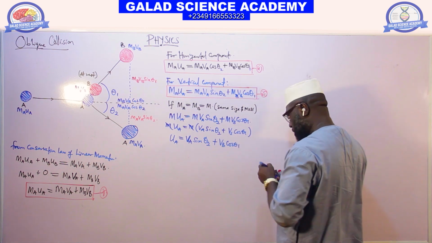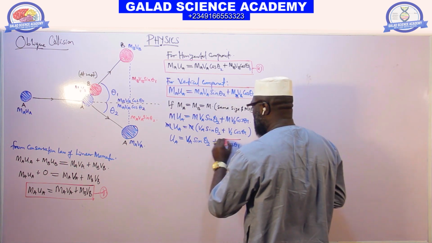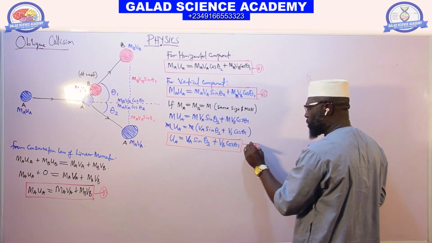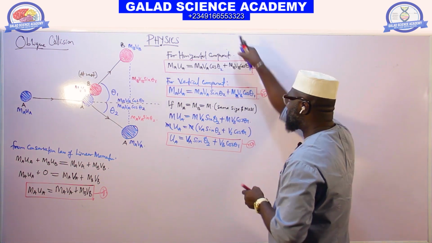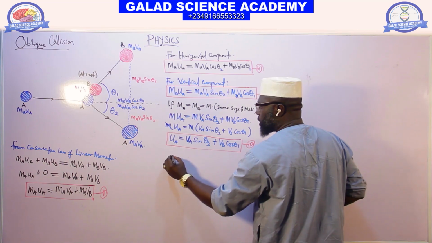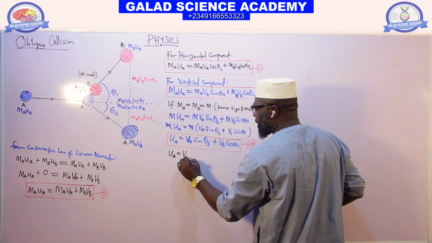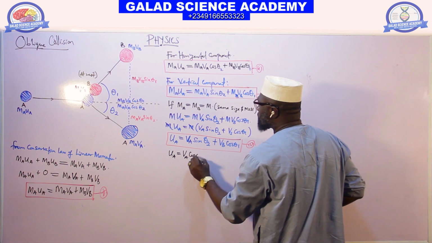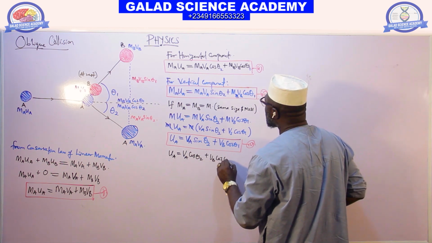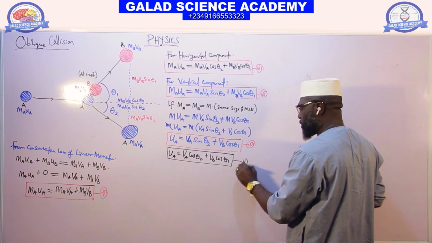So we can have this. The vertical can reduce to this. Call it equation 4. And this one for horizontal can also reduce to UA equals VA cos theta 2 plus VB cos theta 1. Equation 5.